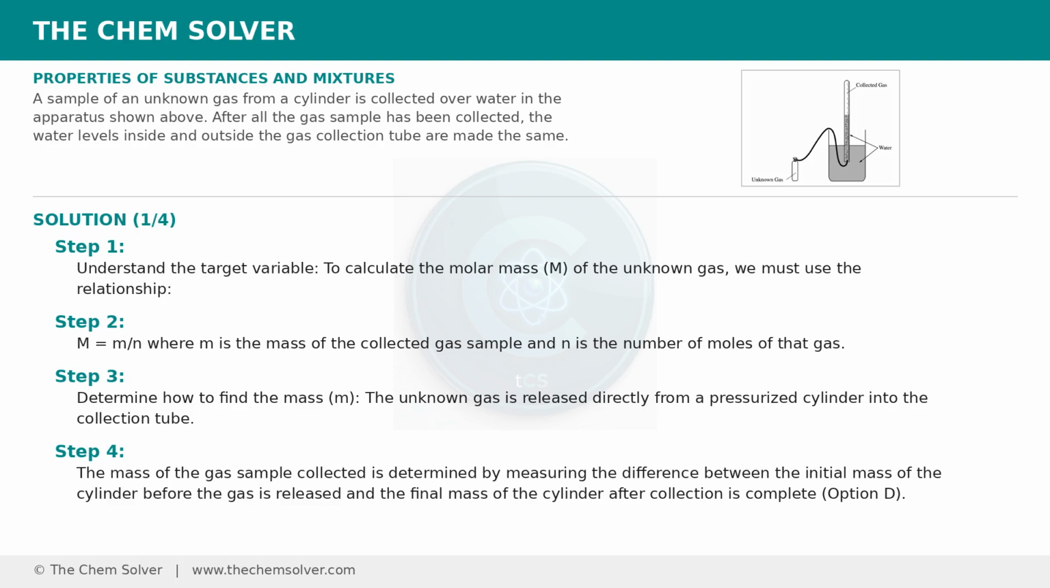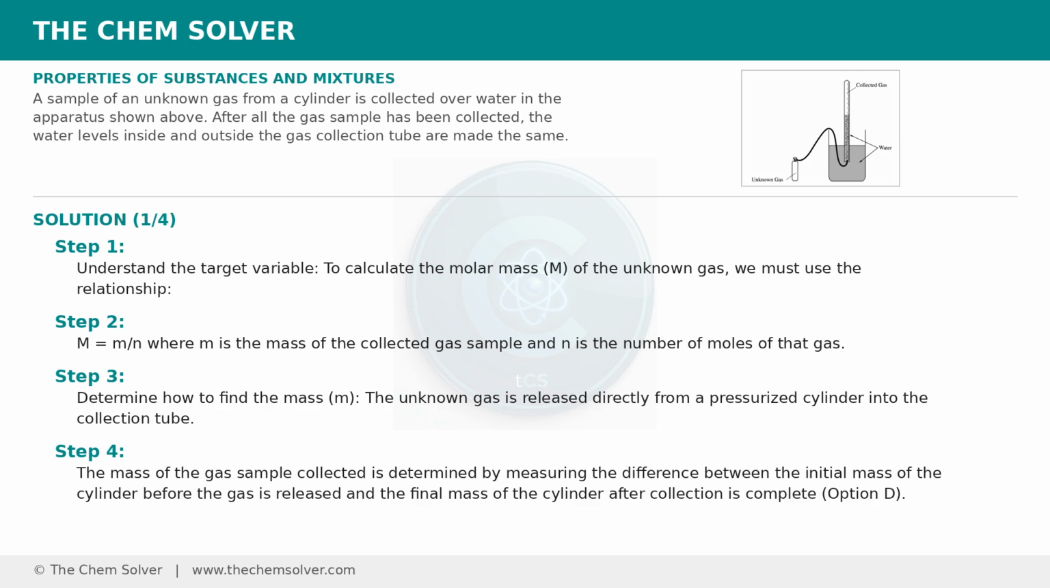Understand the target variable. To calculate the molar mass, M, of the unknown gas, we must use the relationship M equals m over n, where m is the mass of the collected gas sample and n is the number of moles of that gas. Determine how to find the mass.